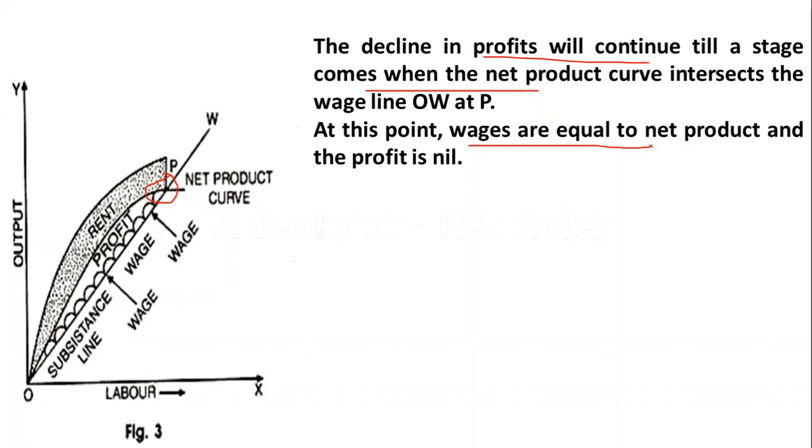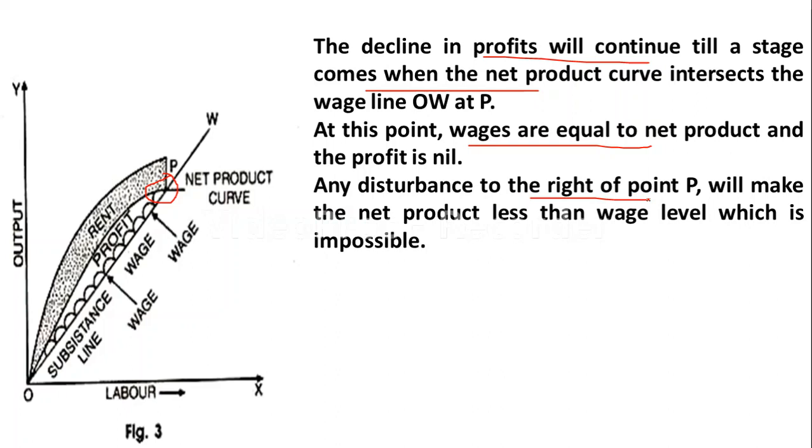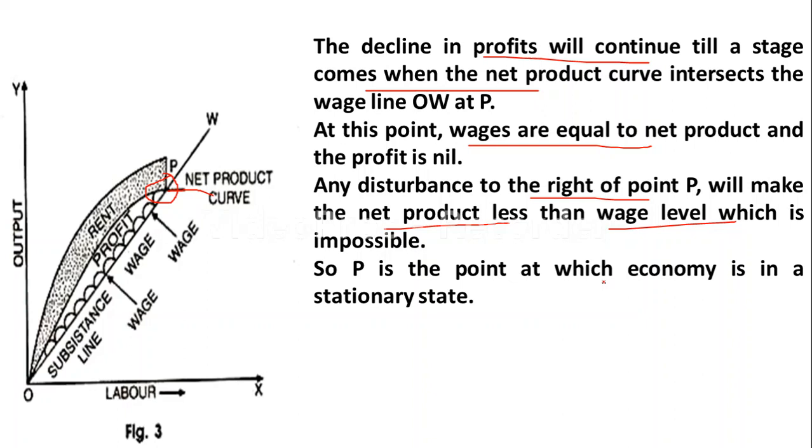Any disturbance to the right of the point P will make the net product less than the wage level, which is impossible. So after this point no production will take place. P is the point at which the economy is in the stationary state. At this point the capital accumulation will stop, and unemployment will increase.